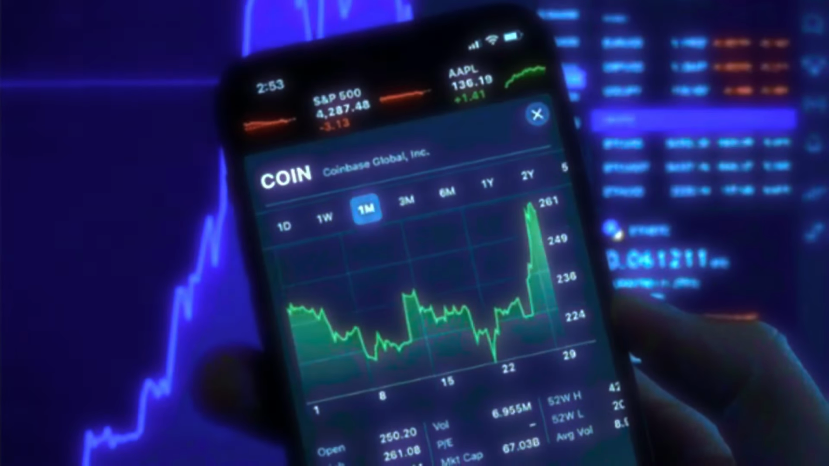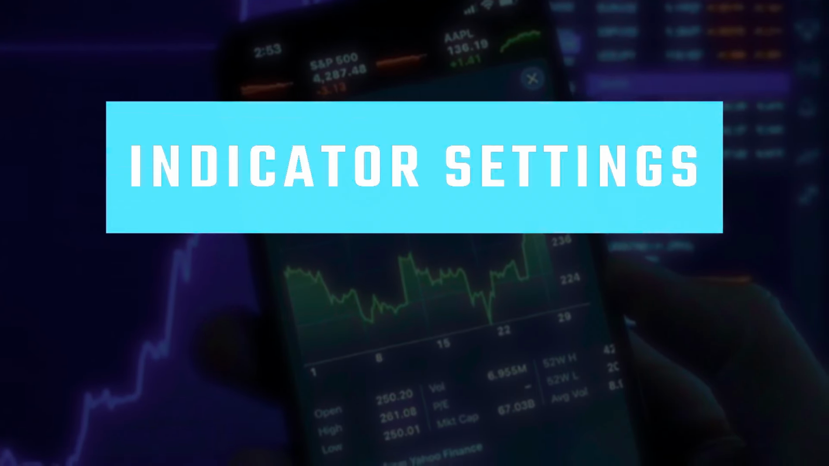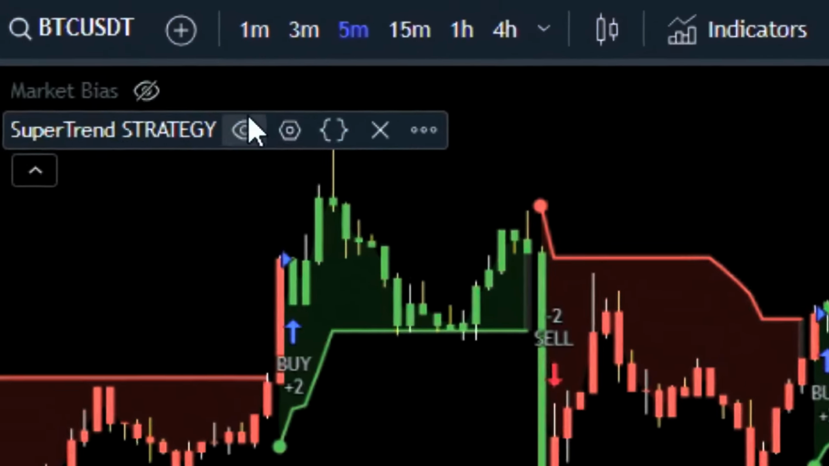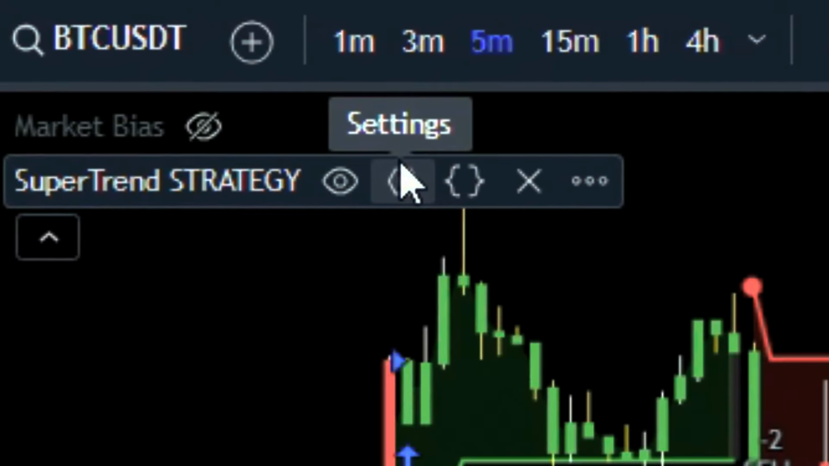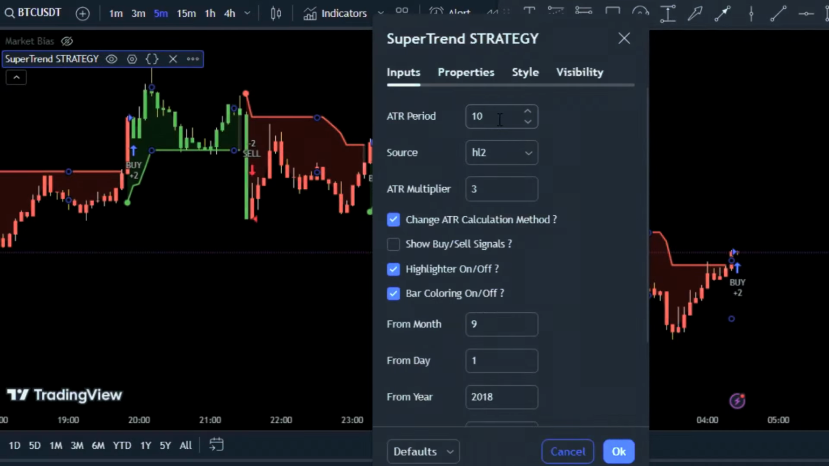Now that we've added the Super Trend Strategy Indicator to your chart, we need to make sure it's optimized for peak performance. Look for the tiny gear icon next to the indicator's name and click on it. This will open the settings where we'll adjust everything to perfection.